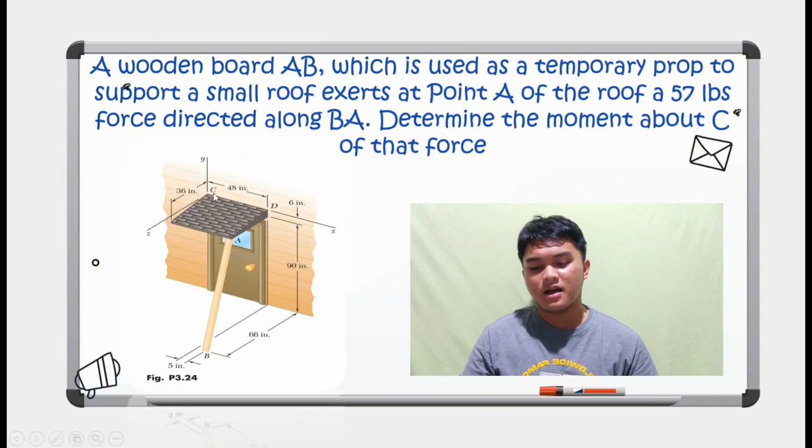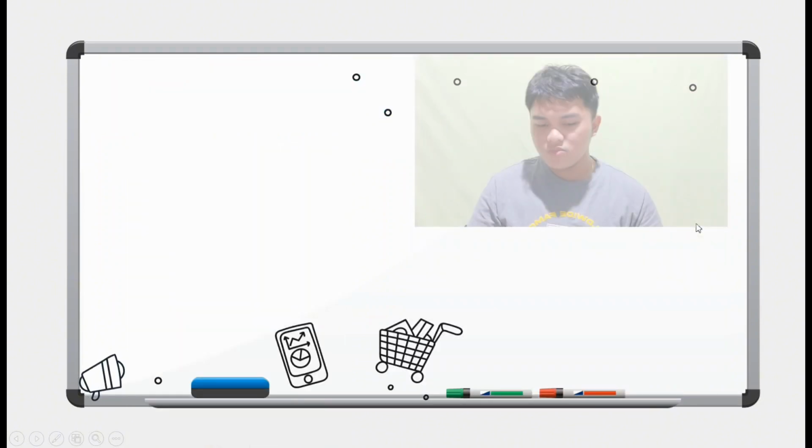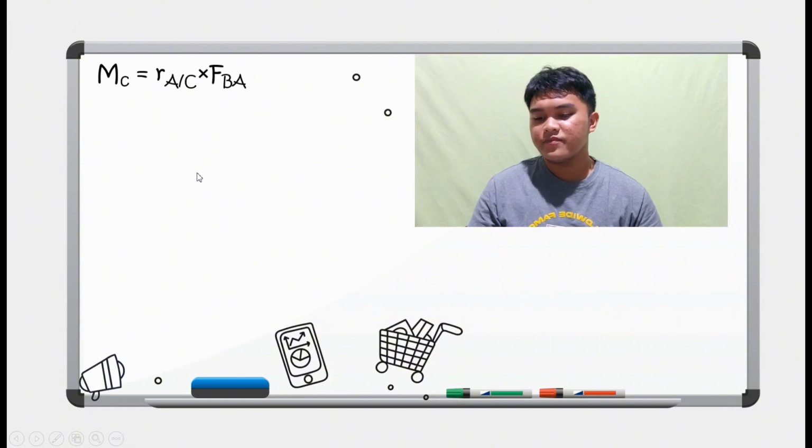So, the problem asks us for the moment about C of a force which is exerted at point A. To solve for the moment about C, we will be using this formula, which is MC equals RAC times FBA. RAC is the distance of point C to point A, and force BA is the force which is exerted at point A. So the first thing that we are going to find is RAC.